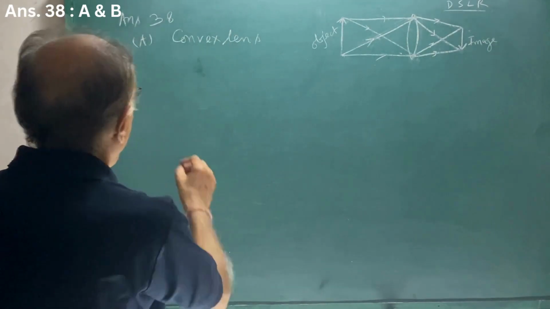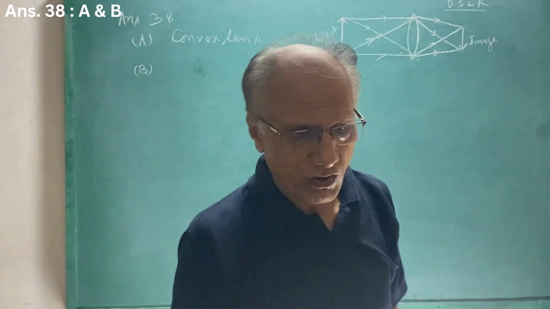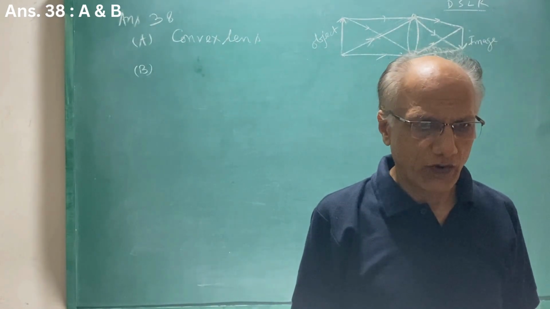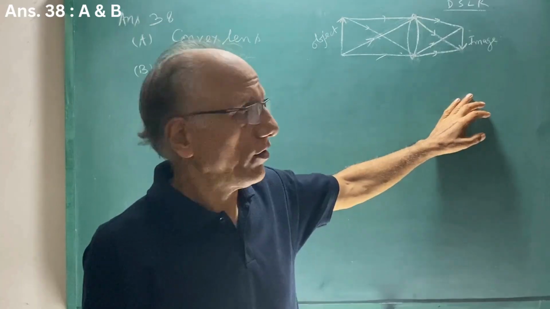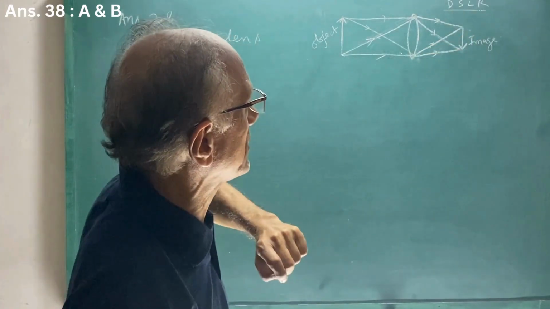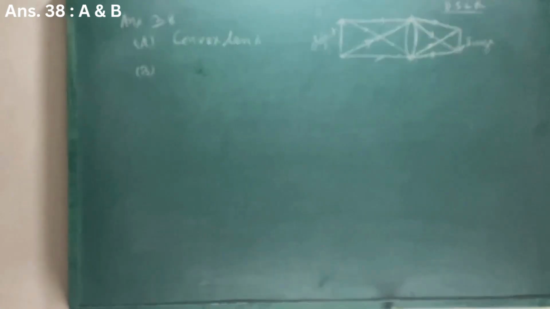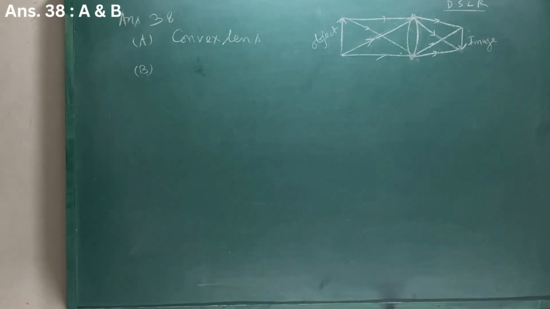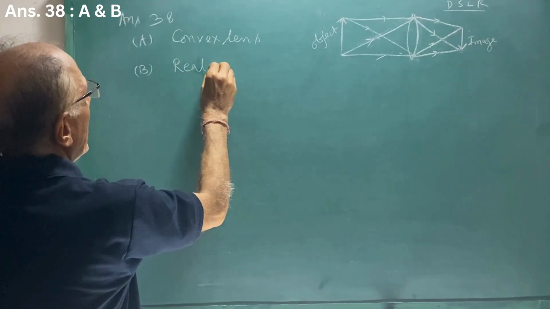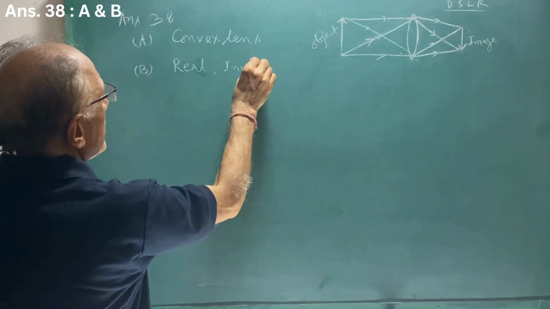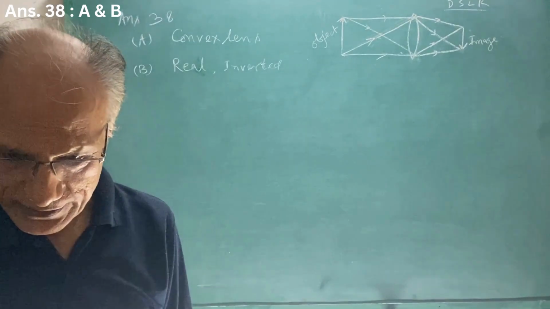And the B part: what is the nature of the image formed on the sensor? So what type of image is formed on the sensor? This image is inverted and real. The image is real and inverted, and of course you can say diminished, smaller in size.